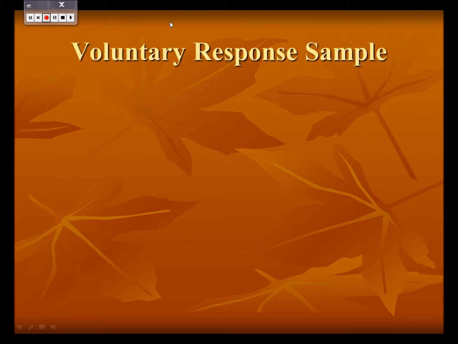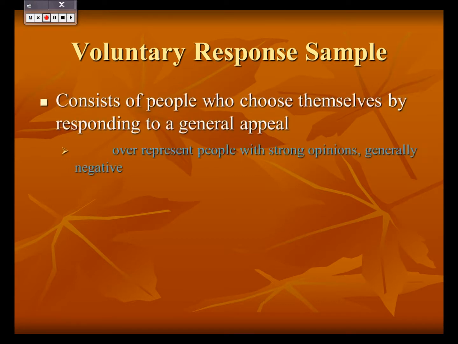One type of sample I could take would be a voluntary response sample. This is basically having people coming up to you and choosing to be part of your survey or your study. The problem with this is it tends to overrepresent people with strong opinions. You get extremely highly opinionated people for a product or extremely highly opinionated people against a product.